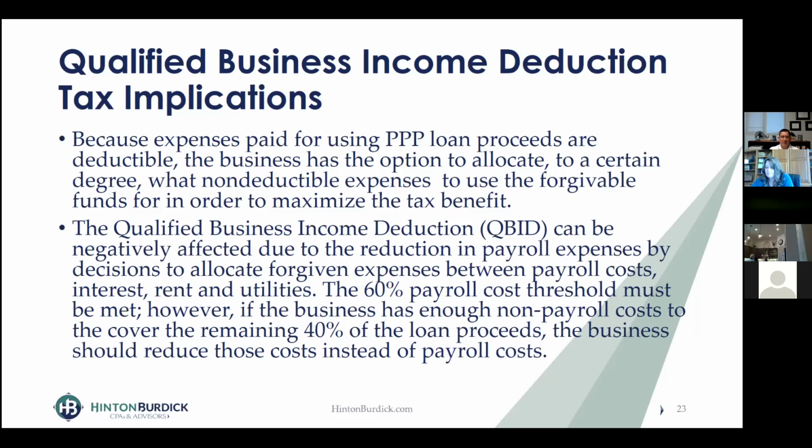We obviously have to meet the 60% payroll cost threshold. However, if the business has enough non-payroll costs to cover the remaining 40%, the business should reduce those costs instead of payroll costs. And the reason why, so you could have spent 80% of the loan proceeds on applicable payroll costs and also have enough non-payroll costs to cover the difference, so that you're only deducting 60% of those, or you're reducing your payroll costs by 60%.